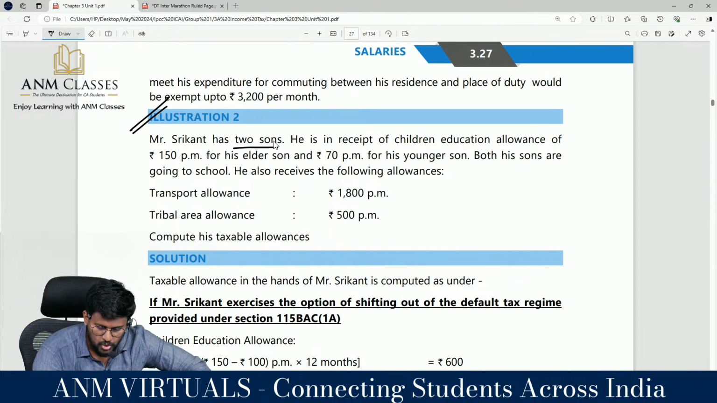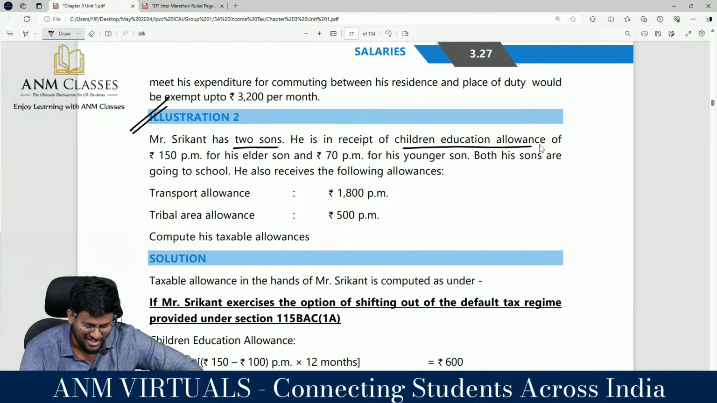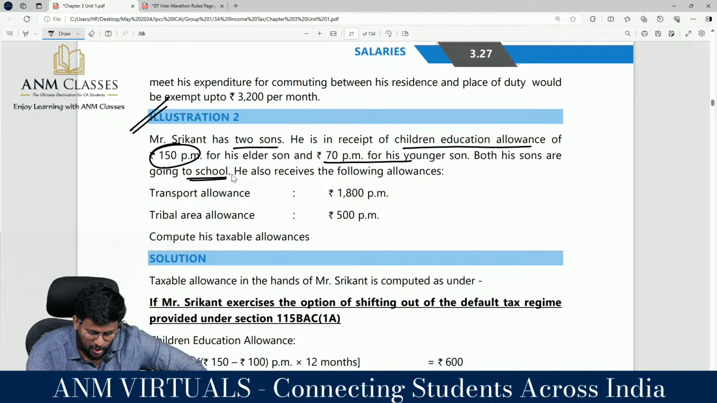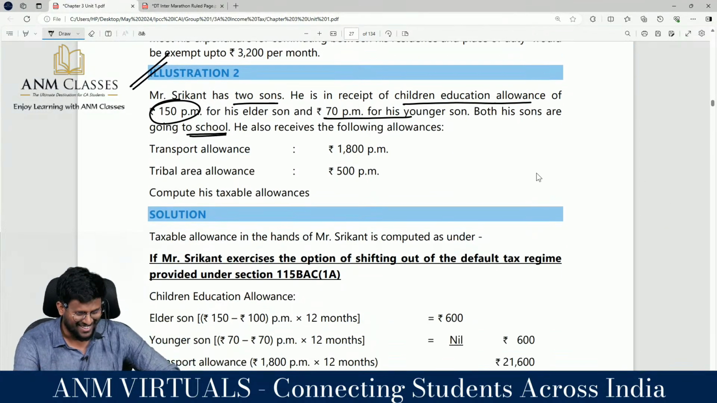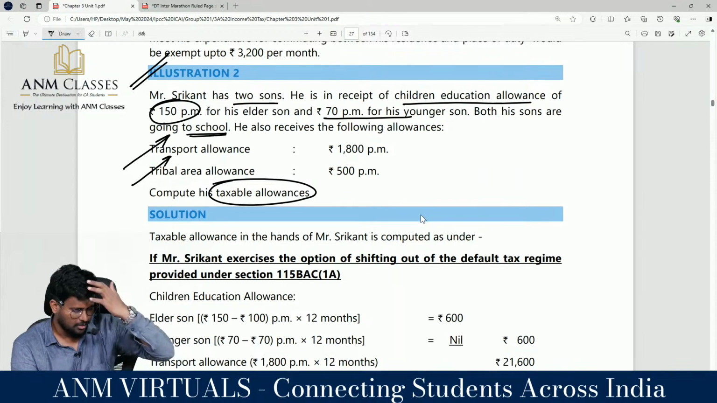Mr. Srikanth has 2 sons. Congratulations. He is in receipt of children education allowance of 150 per month for his elder son and 70 per month for his younger son. Sir, both his sons are going to school. Very good. He also received the following allowances: transport allowance, tribal area allowance. Compute the taxable allowances. Right?